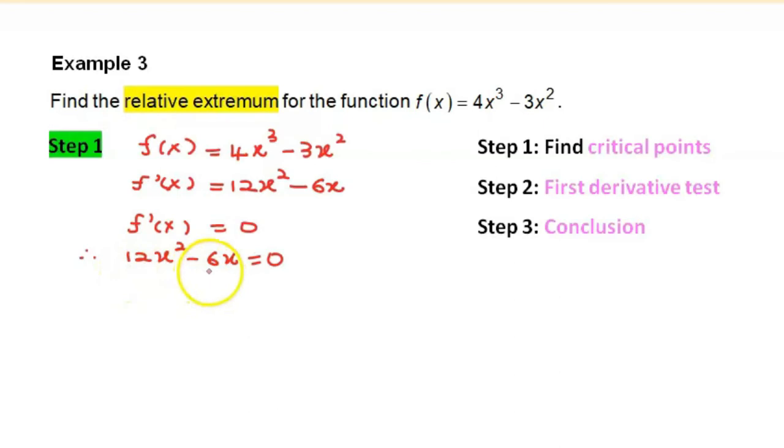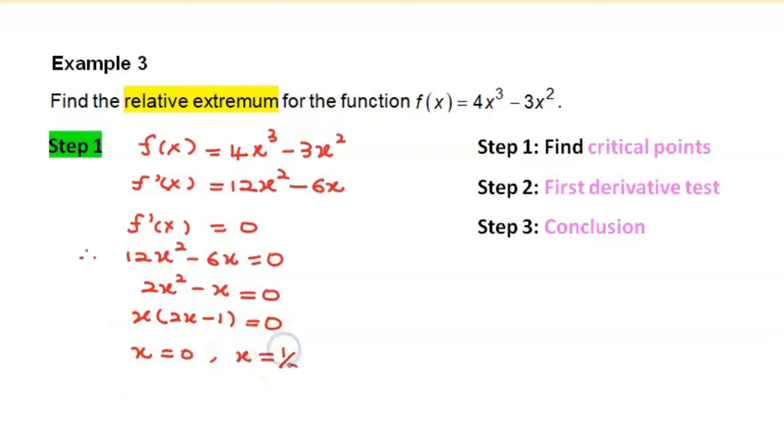Coefficients 12 and 6 of this equation can be divided by 6. So the simpler equation will be 2x squared minus x equals 0. This quadratic equation can be solved using the factorization method, where we can factorize this into x times (2x minus 1). Solving this, we will have x equals 0 and x equals 1 over 2.